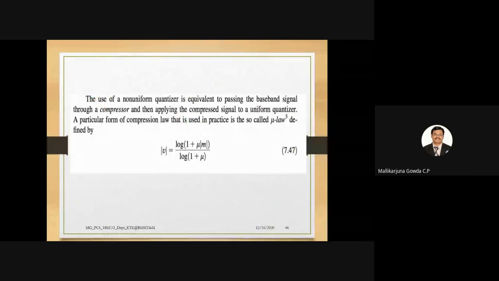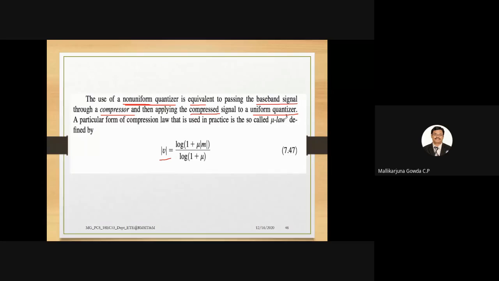And this is the formula which we use for finding the non-uniform quantization level. So the use of a non-uniform quantizer is equivalent to what? Passing the baseband signal through a compressor, and then we apply the compressed signal to the uniform quantizer. So non-uniform quantization is as good as passing the baseband signal through a compressor and then applying the compressed signal to the uniform quantizer.